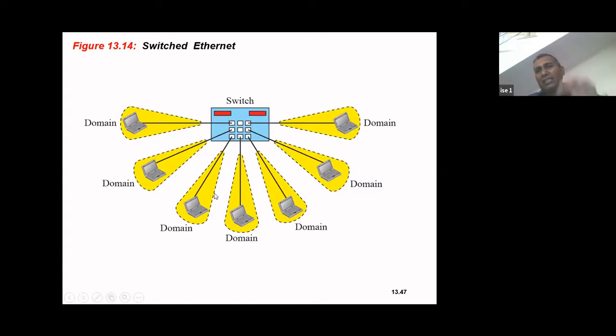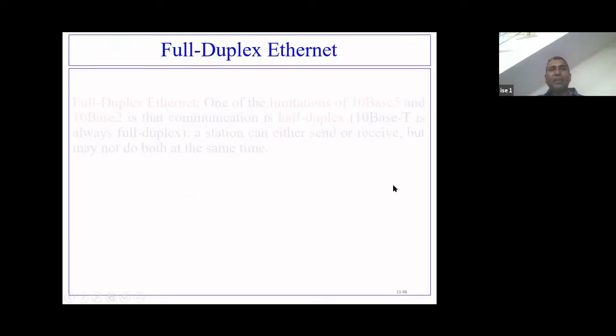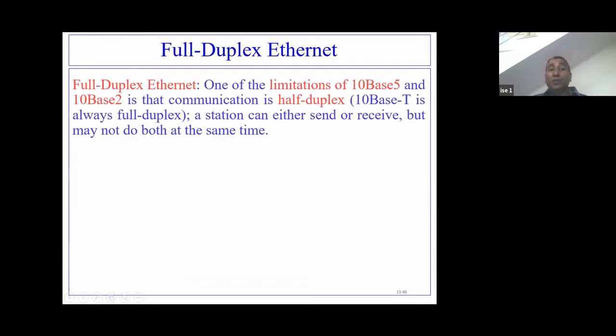So this is the biggest advantage of switched Ethernet over hub-based and bridge-based Ethernet, and it had a very good advantage over 10Base5, 10Base2, and all. So this is about switch-based Ethernet. Next we have full duplex Ethernet.